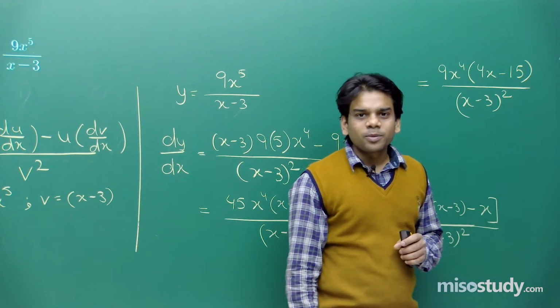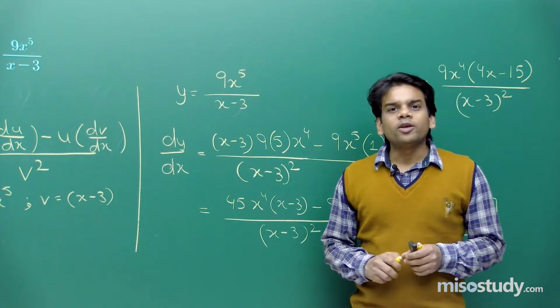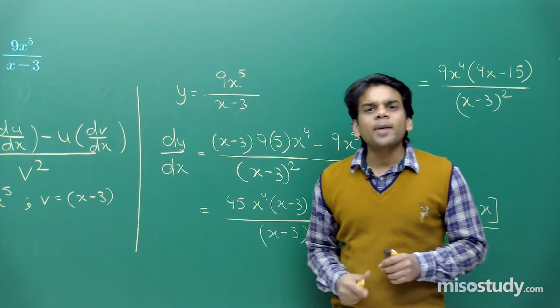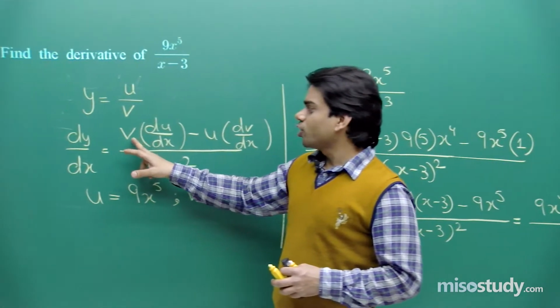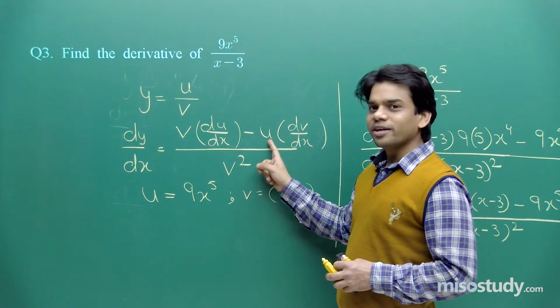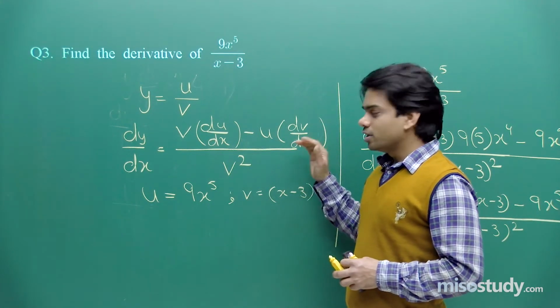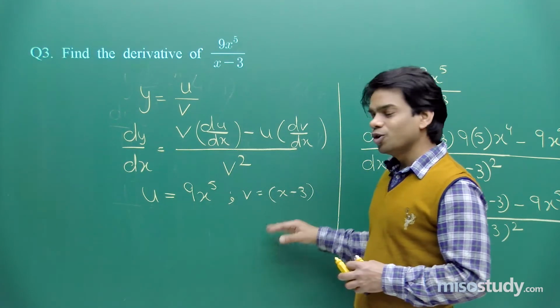I hope it is pretty clear to you all what we have done. We have simply applied the formula for y equals u by v. Let's have a very quick recap. See here, y equals u by v. First, keep the denominator, differentiate the numerator, minus keep the numerator, differentiate the denominator, divided by the whole square of the denominator. We got this function u and v.